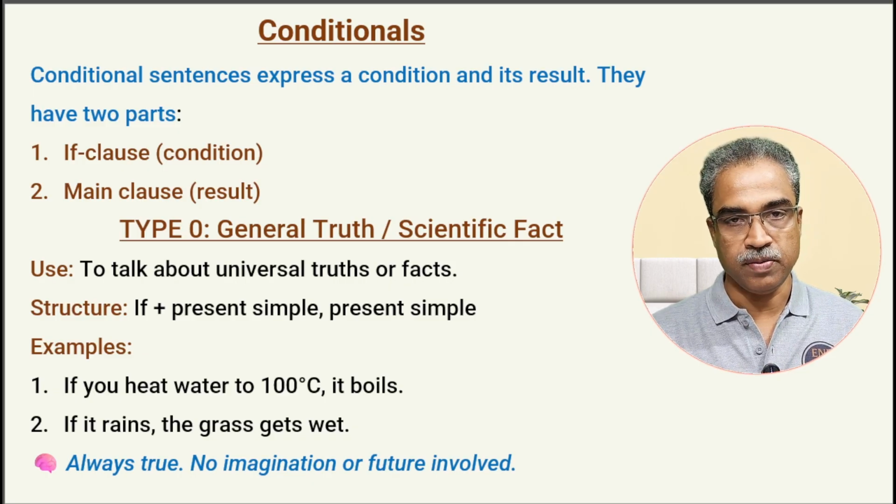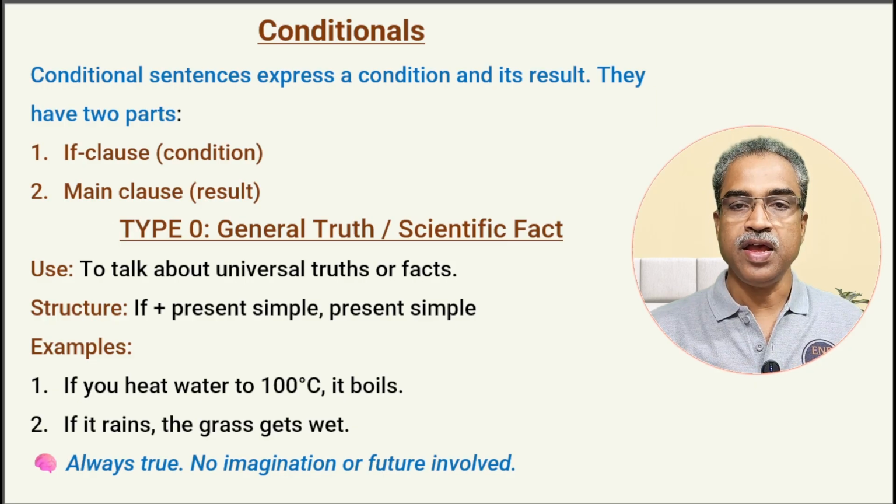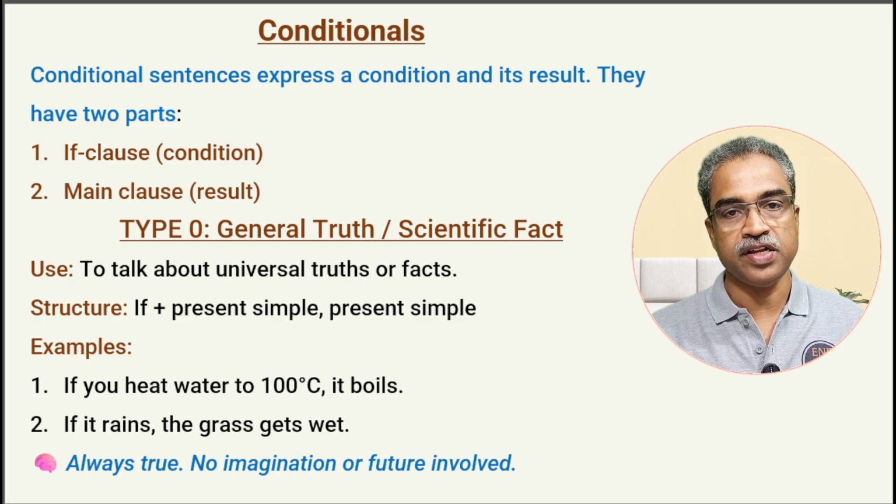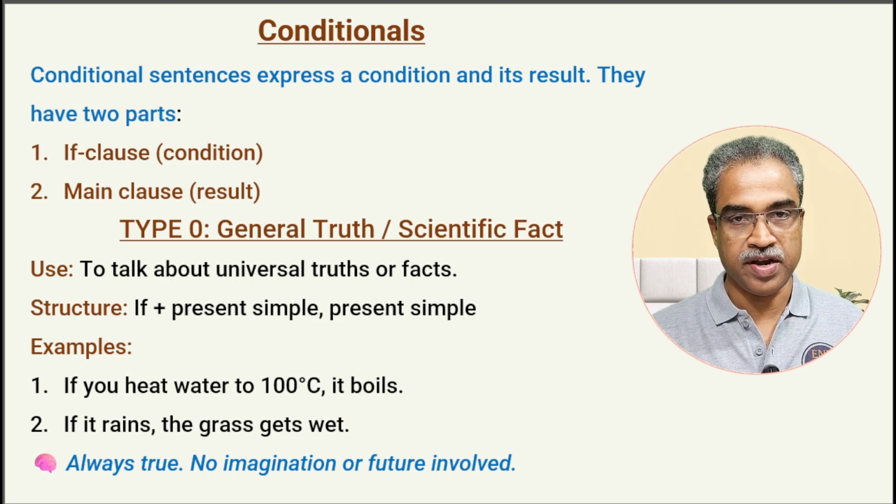Now the structure, the form of this one: in the if clause, first it will be if, then present simple or simple present tense. So after the if, we need to use simple present tense, and the main clause also will be in the simple present tense. So simple present tense comes in both the clauses, the if clause, which we call the dependent or subordinate clause, and the result clause, which is the main clause. Example, you will understand now what exactly I am trying to tell you.